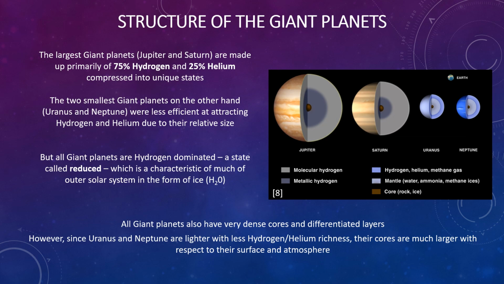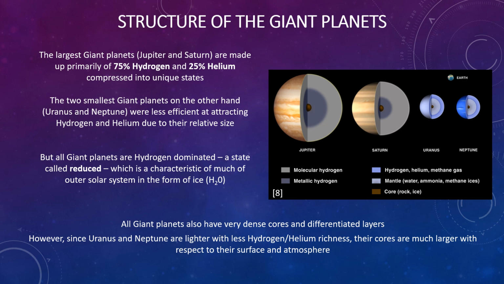The largest giant planets, Jupiter and Saturn, are made up of mostly hydrogen and helium, with them being about 75% hydrogen and 25% helium. And a lot of this is compressed into very unique states when they are in such dense conditions. In fact, surrounding their cores is actually metallic hydrogen, which is a state of hydrogen which has similar properties to metals and solids when it's so dense.